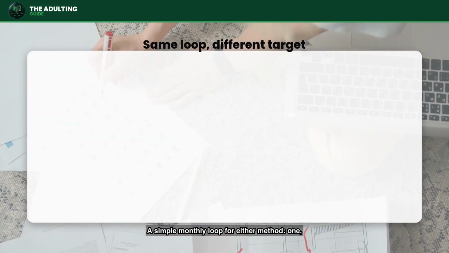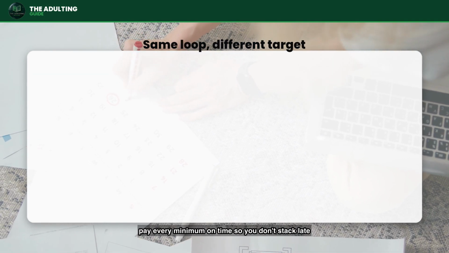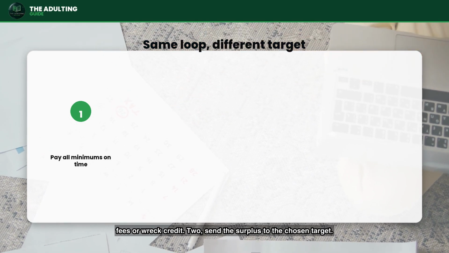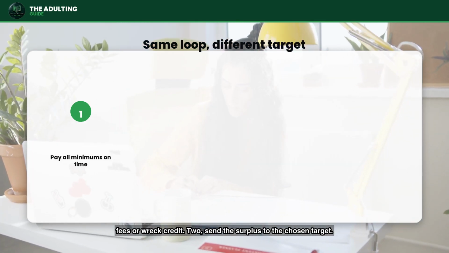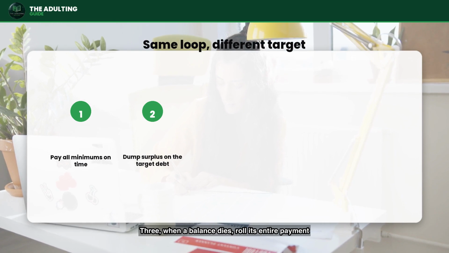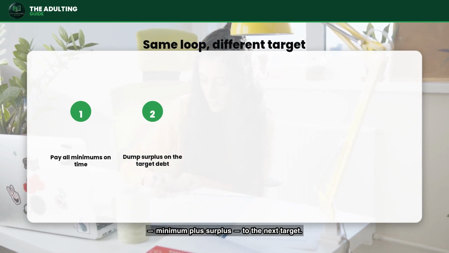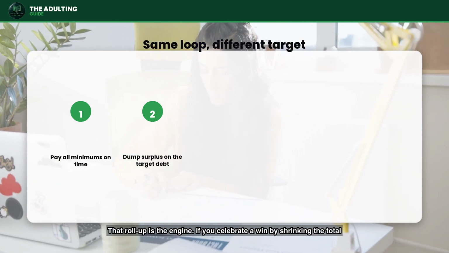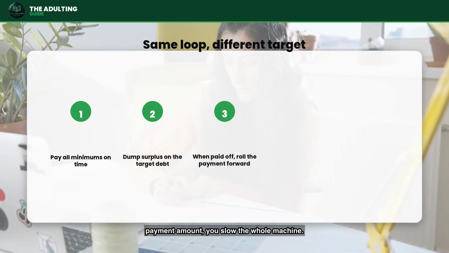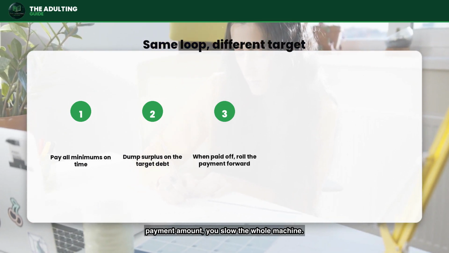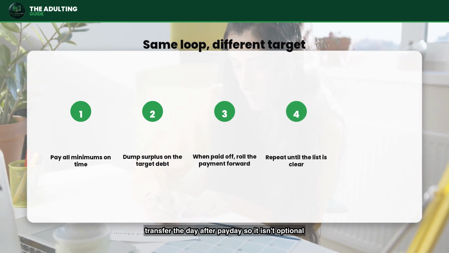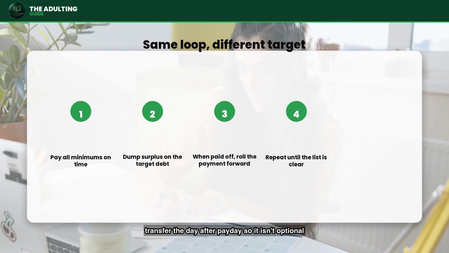A simple monthly loop for either method. 1. Pay every minimum on time so you don't stack late fees or wreck credit. 2. Send the surplus to the chosen target. 3. When a balance dies, roll its entire payment, minimum plus surplus, to the next target. That roll-up is the engine. If you celebrate a win by shrinking the total payment amount, you slow the whole machine. Auto-pay the minimums from checking and schedule the surplus transfer the day after payday so it isn't optional mood money.